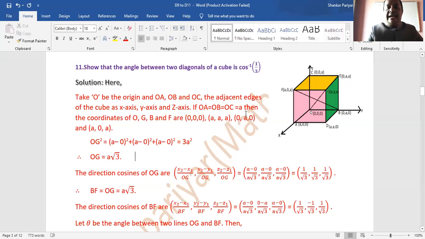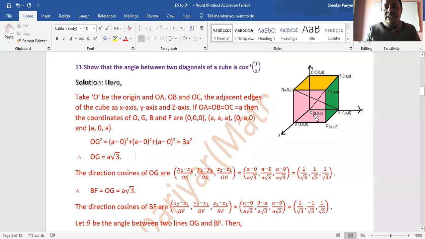These are the adjacent sides of a cube, which are OA, OB, and OC, taken on the x-axis, y-axis, and the z-axis. If OA is equal to OB equal to OC is equal to a, it means it is a cube, whose length, breadth, and height are the same. Then what are the coordinates of O, G, B, F?